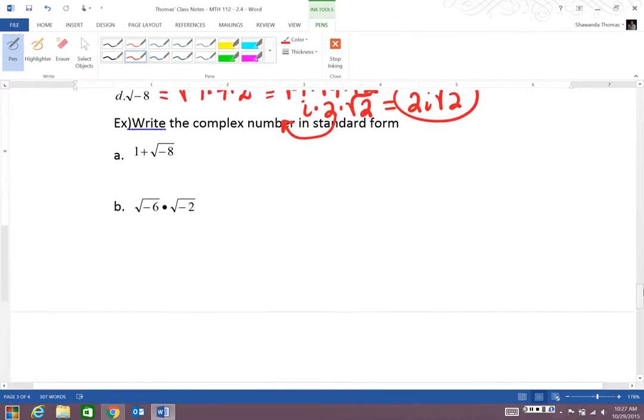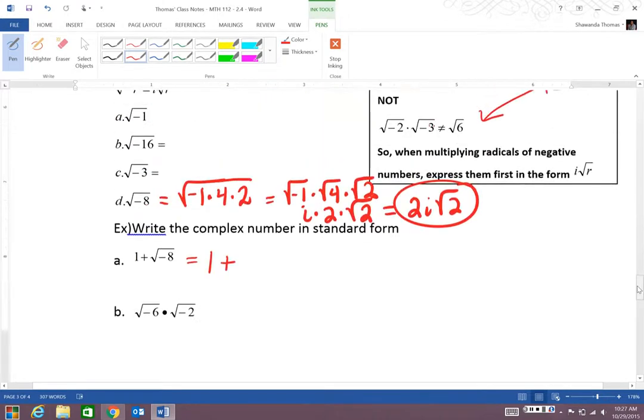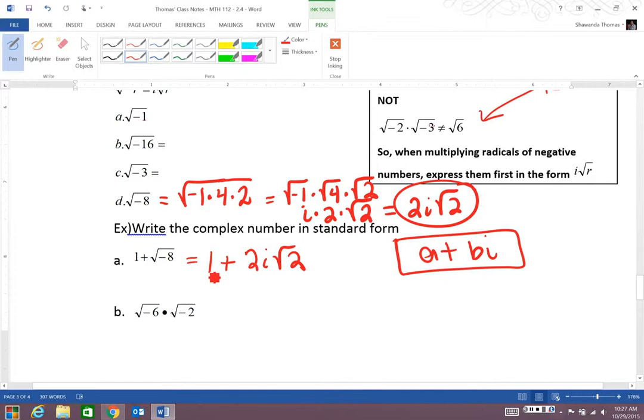Alright, write the complex number in standard form. We want to write it as a plus bi. So here we have 1 plus, and guess what? We did this already. We already did the square root of negative 8. So we know that it's going to be 2i square root of 2. So to write it in standard form, write it in the a plus bi format. So that's why I wrote my real part first, which is 1, and my imaginary part second, which is 2 radical 2. Alright, here again, we have to pull out the i.